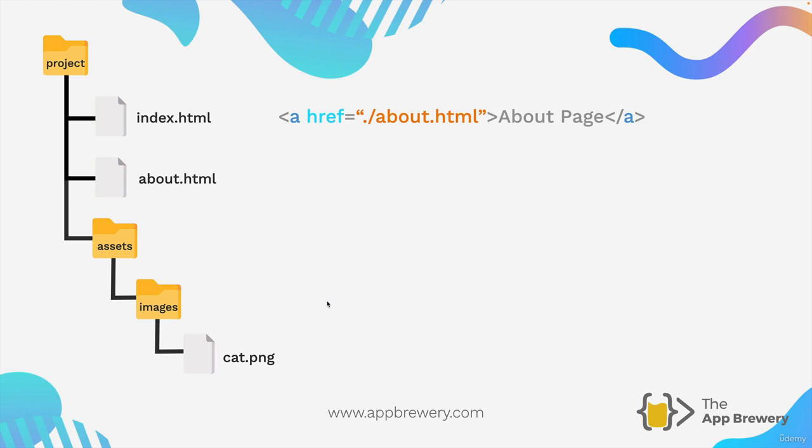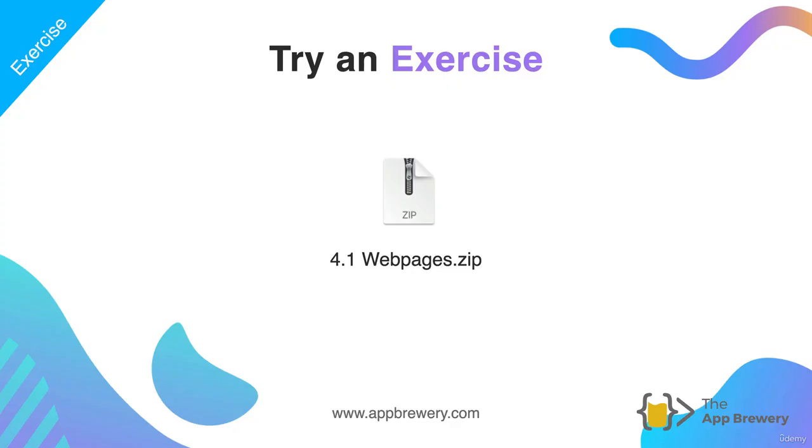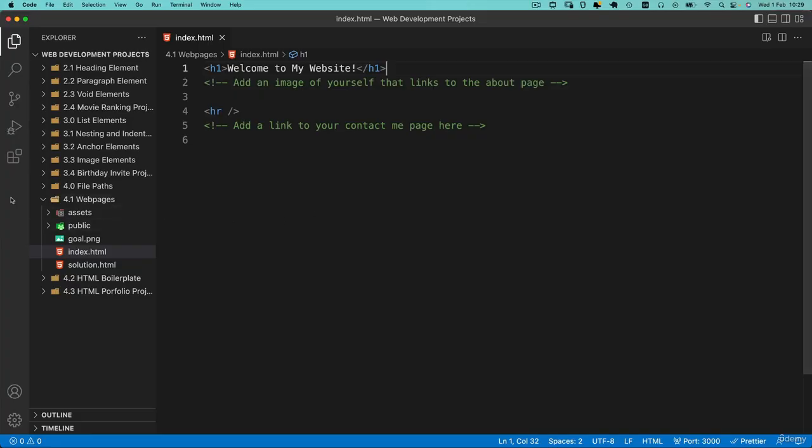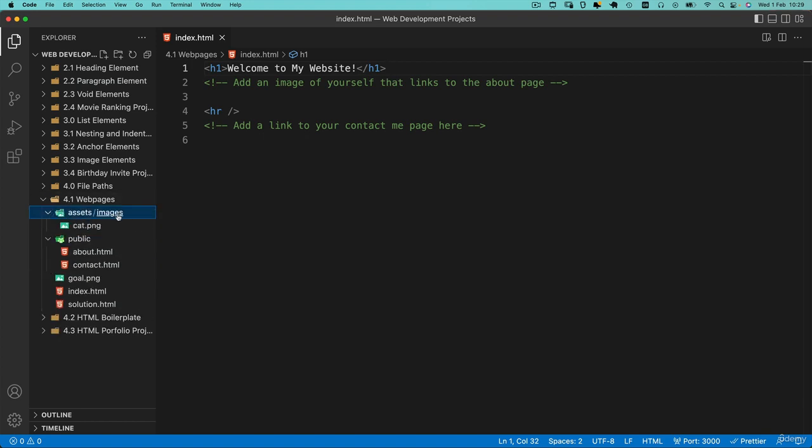So now that you've seen how to create multi-page websites using file paths, then it's time to use this knowledge in an exercise. Go ahead and download the zipped file from this current lesson, and then go ahead and extract it and open it inside VS Code. Once you've got that extracted and open inside your web development project, you should see a file and folder structure that looks like this. Let's go ahead and expand everything so I can explain what's going on here.